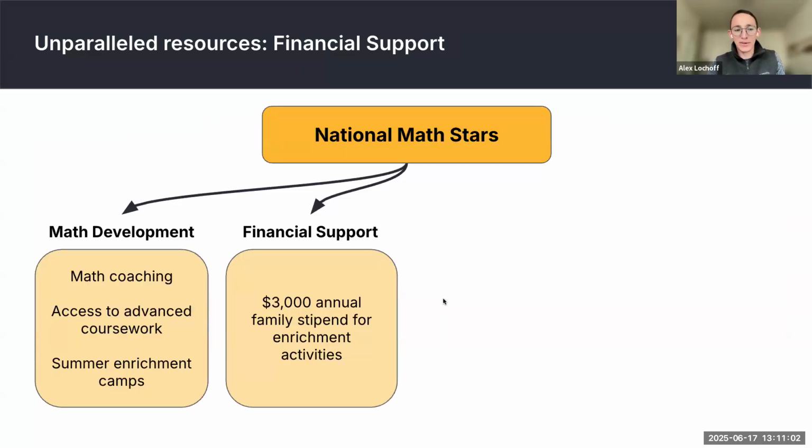So that's it for math development, but that's not it. The next chunk is financial support. And look, we understand that today, basically everything seems to be really expensive, and that for many of you, this is a challenge to getting your child the enrichment and resources that you'd like to.